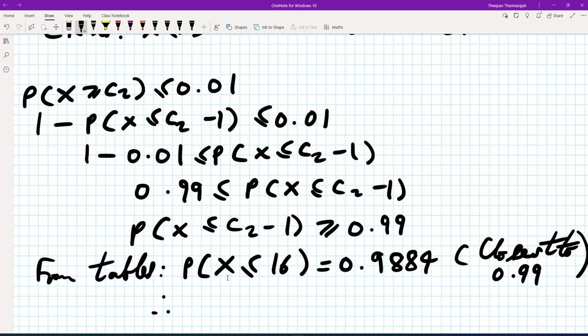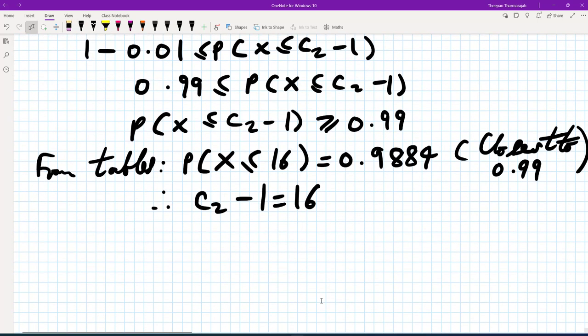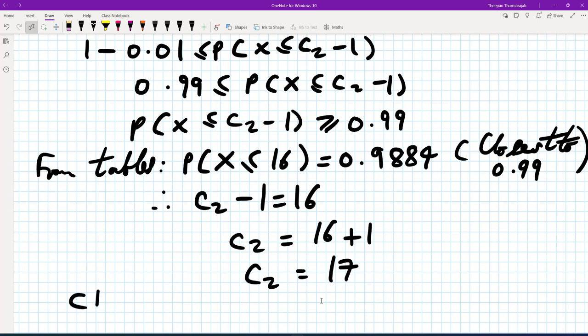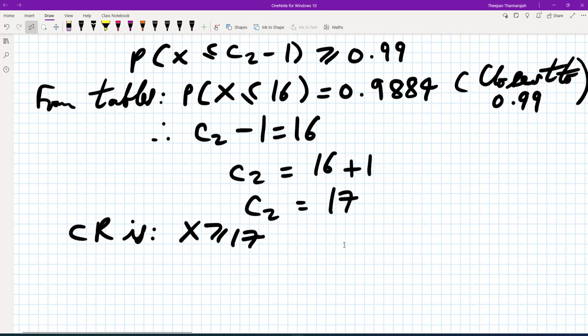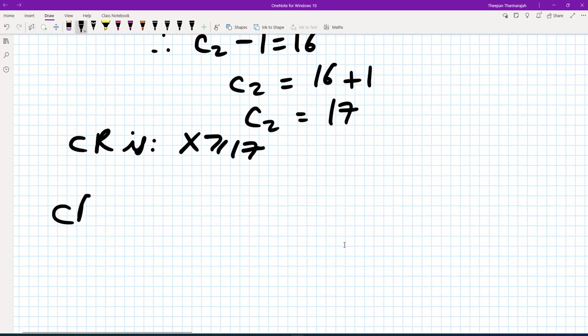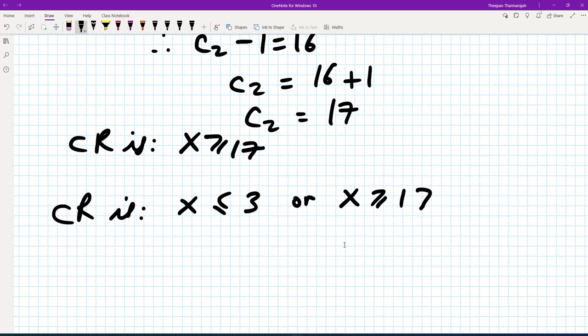So we can say therefore C2 minus 1 is equal to 16, and therefore we can conclude that C2 is 16 plus 1, so C2 is 17. So the next part of the critical region is that X must be greater than or equal to 17. So overall, our critical region is that X is less than or equal to 3, or X is greater than or equal to 17.